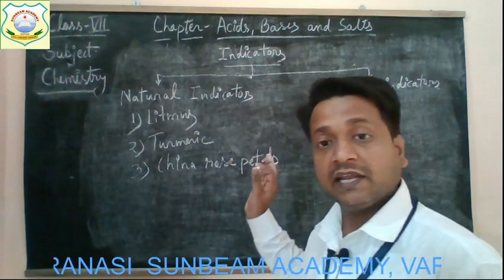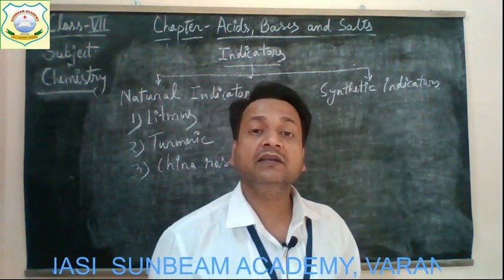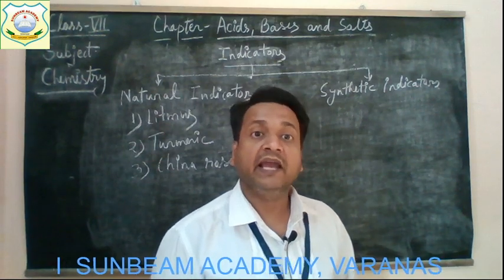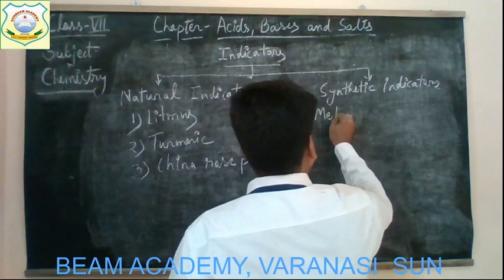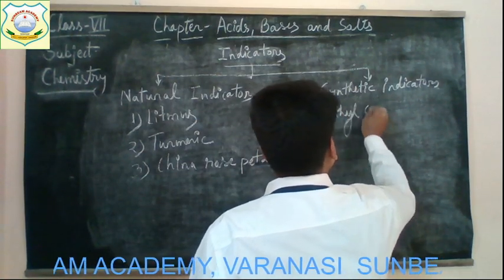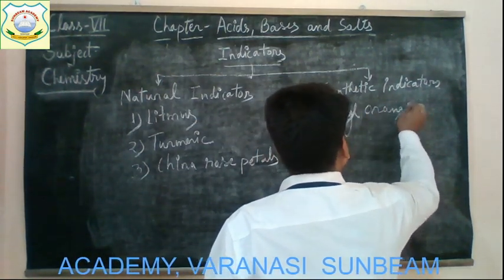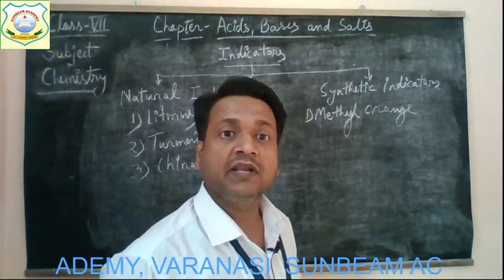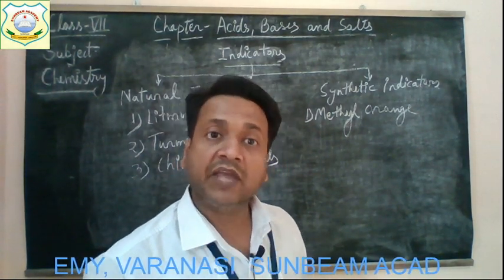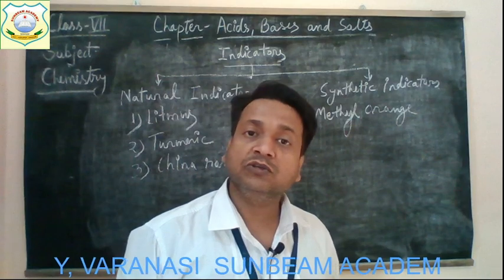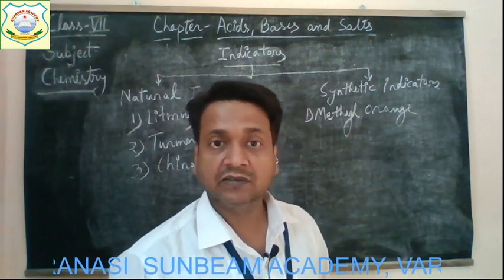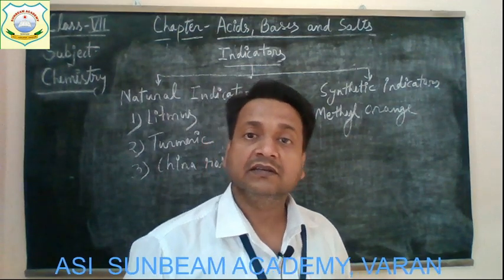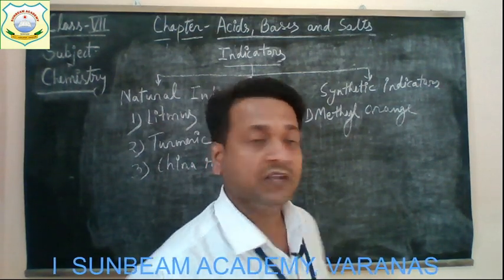Now the synthetic indicators are made from certain chemicals, like methyl orange. Methyl orange is one of the common synthetic indicators. It is also used to indicate acids and bases. And the second synthetic indicator is phenolphthalein.